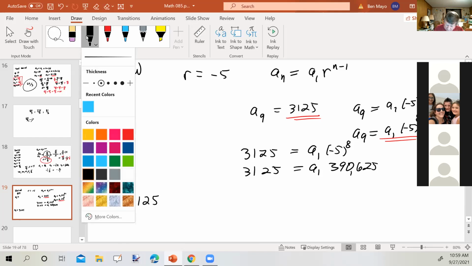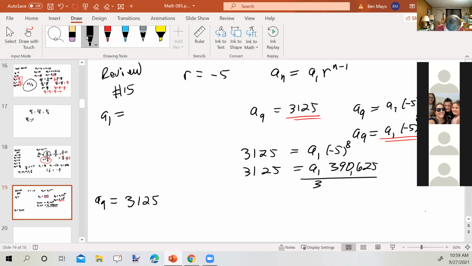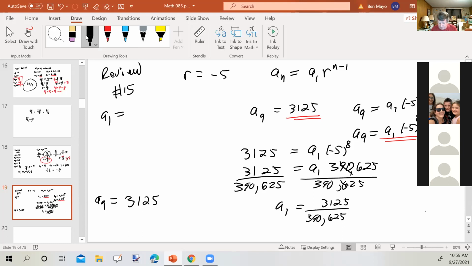So now I'm going to divide both sides by 390,625. So a sub 1 is 3125 over 390,625. Well, now I've got to reduce that. I'm going to take this and write it on the next page. So before I do that, does anybody have any questions about what happened so far?